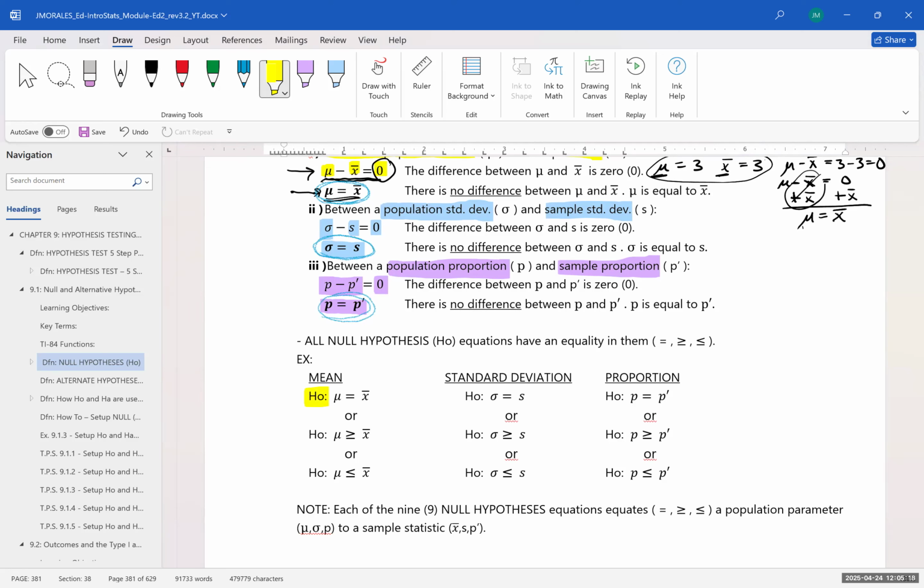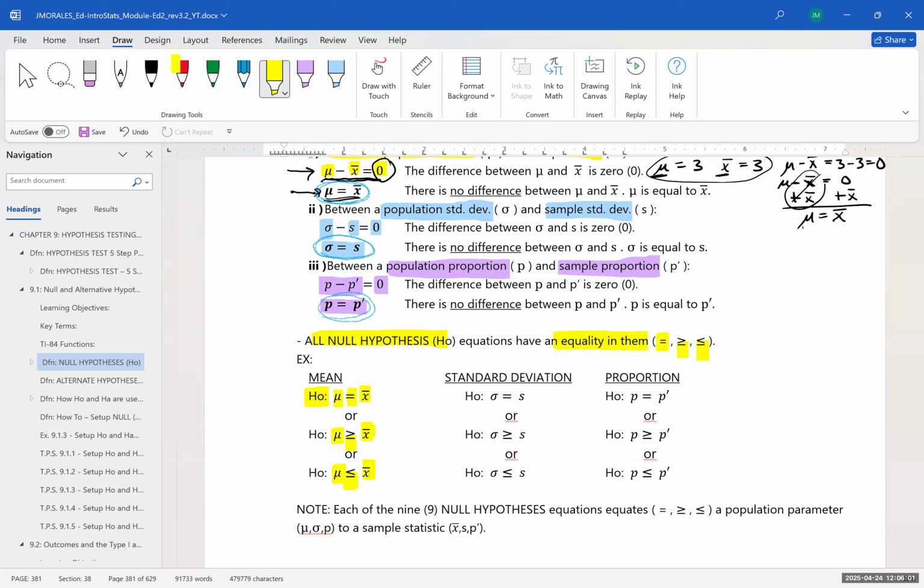you're going to be saying that the null hypothesis is that the population mean is equal to some value, or the population mean is greater than or equal to some value, or the population mean is less than or equal to some number. Just notice that all null hypotheses will have an equality in them. Equals is just equality, but greater than or equal to has an equality in it, and less than or equal to has an equals in it.